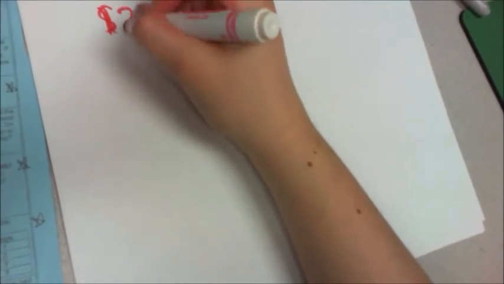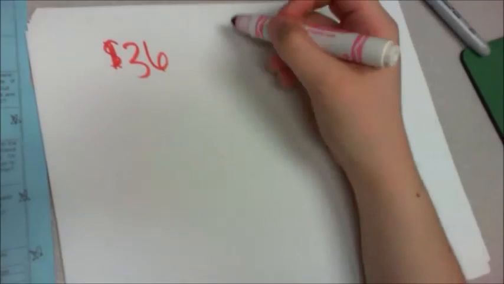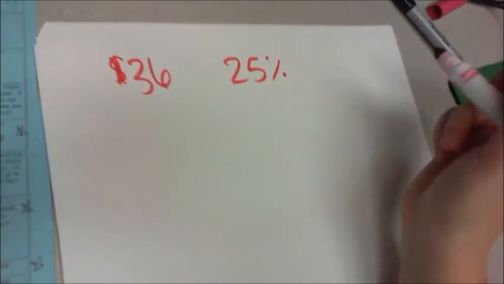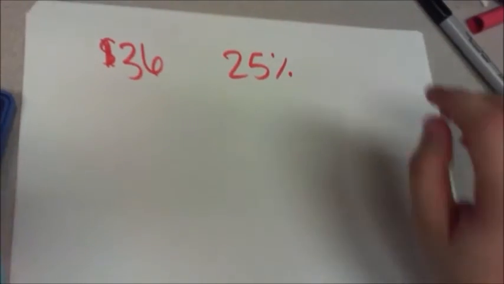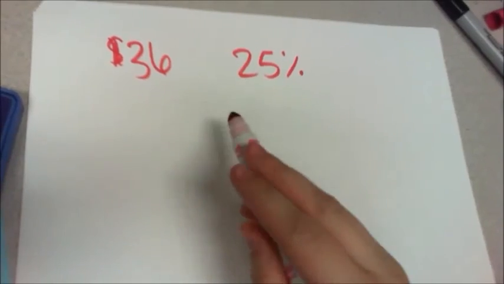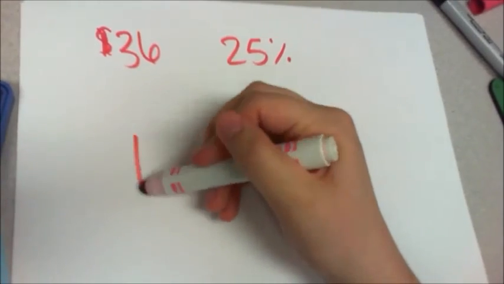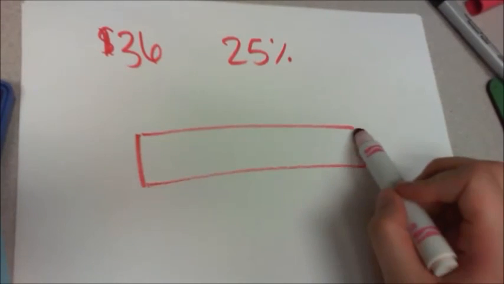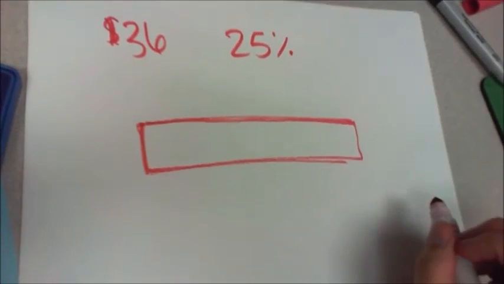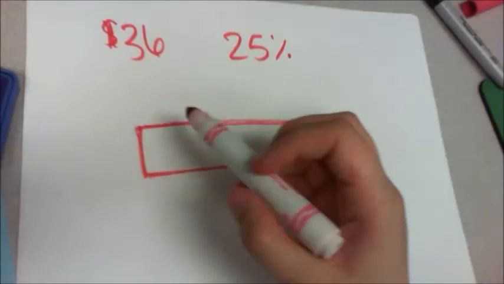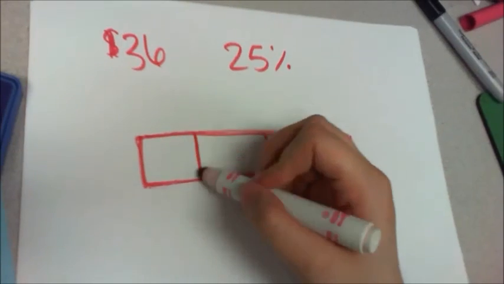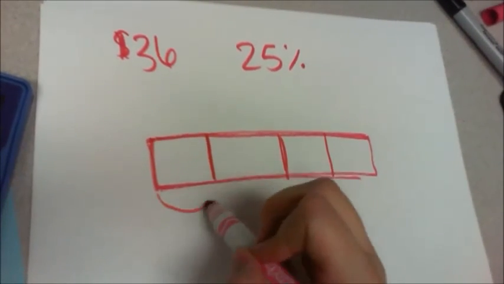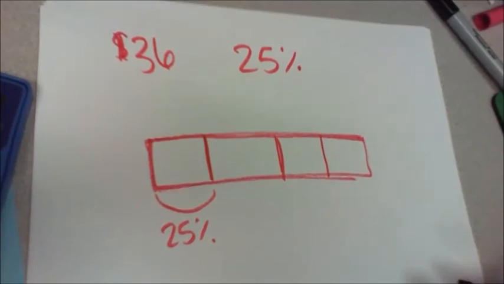Last problem in our nightly review. Nancy purchased bed sheets for $36. They were 25% off. What was the original price of the bed sheets? For me, the easiest way to solve this is to draw a picture. Now, I know 25%. To get to 100%, I can split it into 4 groups. So we have 4 equal groups. And this would be 25%.